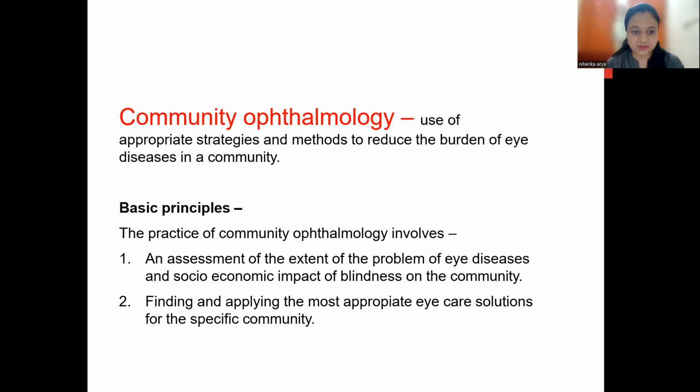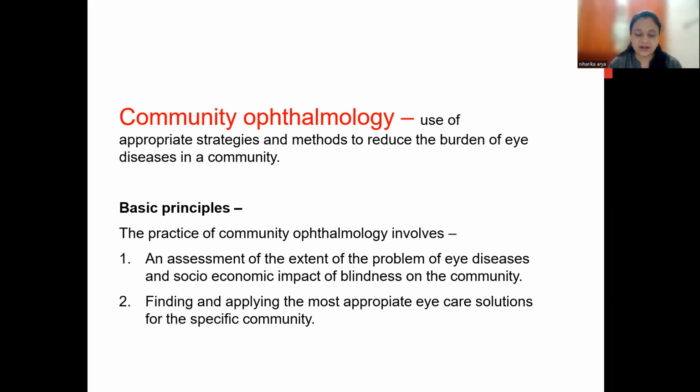So the basic principle of the practice of community ophthalmology involves, first, an assessment of the extent of the problem of eye disease and the socio-economic impact of blindness in the community. And the second principle is finding and applying the most appropriate eye care solutions for the specific community. These are the two basic principles on which community ophthalmology is based.